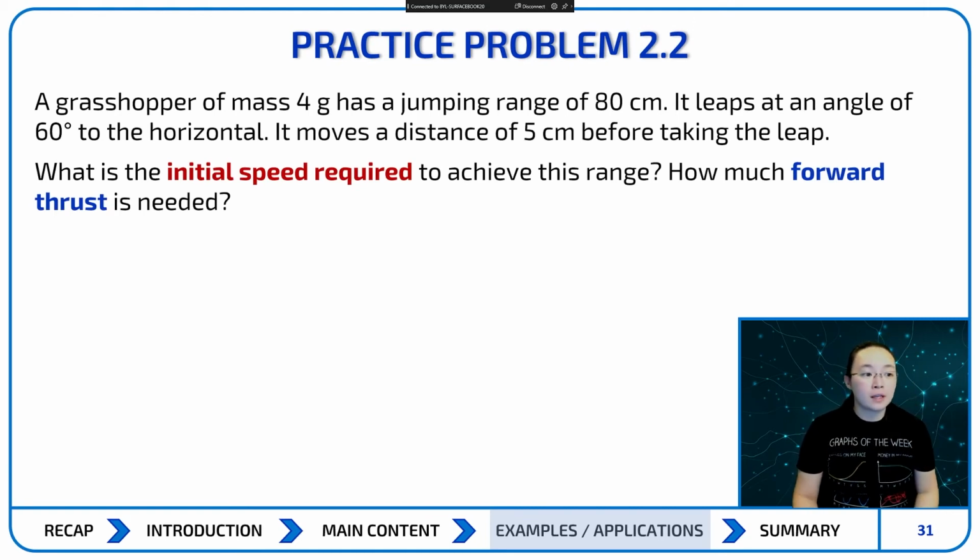The second question has to do with grasshoppers. A grasshopper of mass 4 grams has a jumping range of 80 centimeters. So that's an actual projectile motion problem. The grasshopper leaps at an angle of 60 degrees to the horizontal, and it moves a distance of 5 centimeters before taking the leap. I want you to try and figure out the initial speed required to achieve this range, and also how much forward thrust is needed in order for the grasshopper to have this motion.